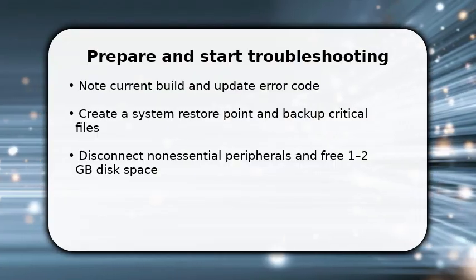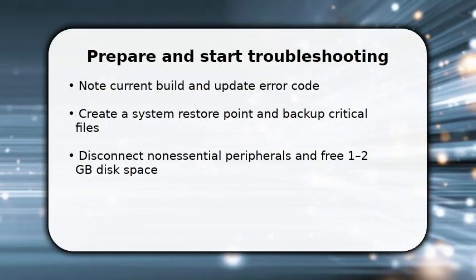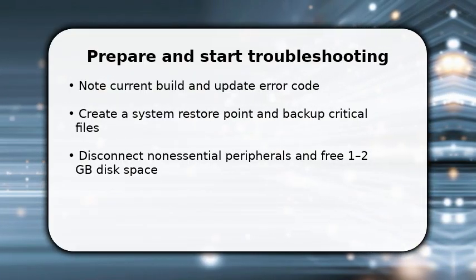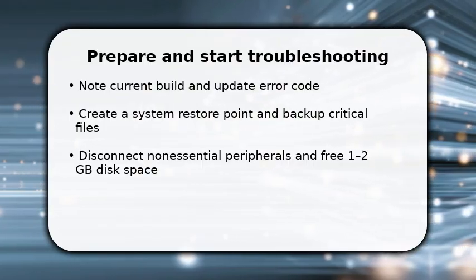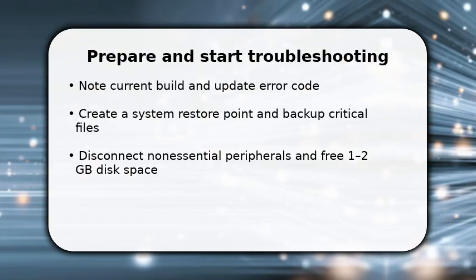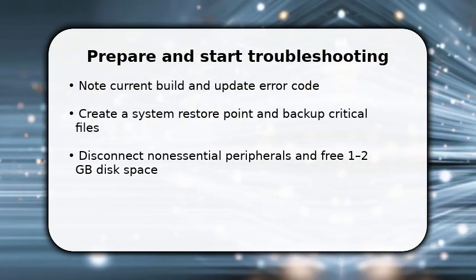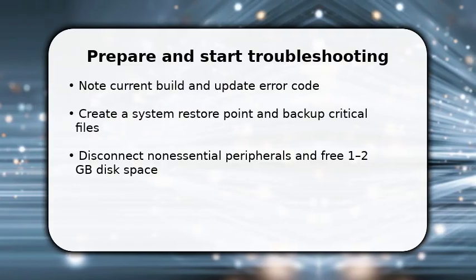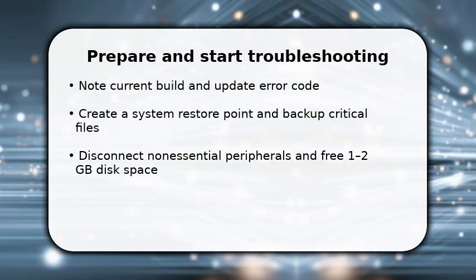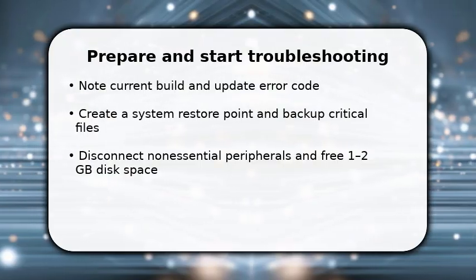You'll start by noting the update error code and current Windows build so you know what to target. Create a system restore point and back up any critical files. This protects you if something changes. Once done, disconnect printers and external drives to reduce variables, and make sure you have at least 1 to 2 gigabytes of free disk space for temporary files. Now open Settings and navigate to Update and Security so you're ready for the next steps.